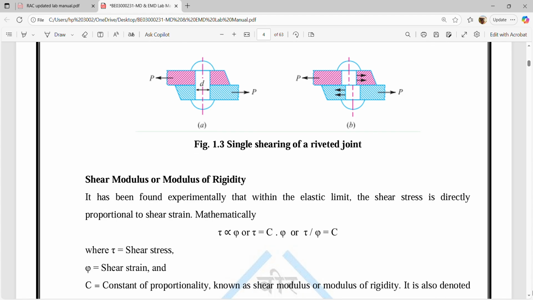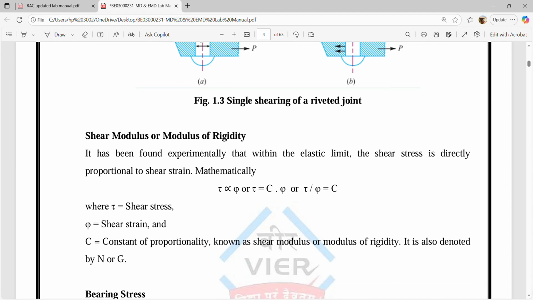Shear modulus or modulus of rigidity. It has been found experimentally that within the elastic limit, the shear stress is directly proportional to shear strain. Mathematically, tau is directly proportional to phi, or tau is equal to C, capital C, where tau is shear stress, phi is shear strain, and C is the constant of proportionality known as shear modulus or modulus of rigidity. It is also denoted by N, capital N or capital G.